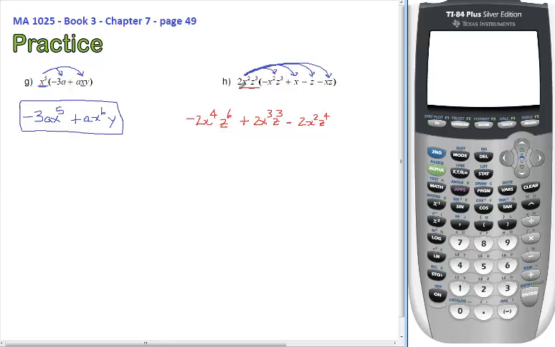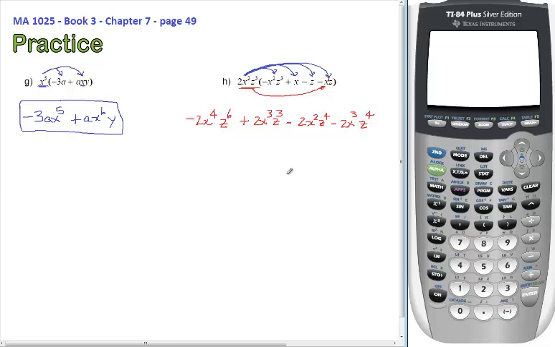So this times this again will be negative 2. X times x is x to the 2 plus 1. Right? It's understood to be a 1 right here on that x. And z cubed times z is z to the 4.